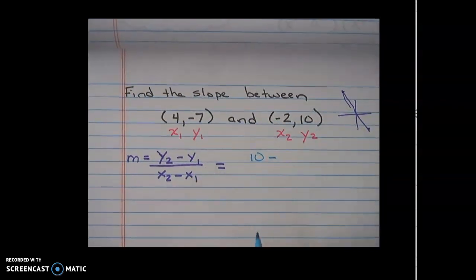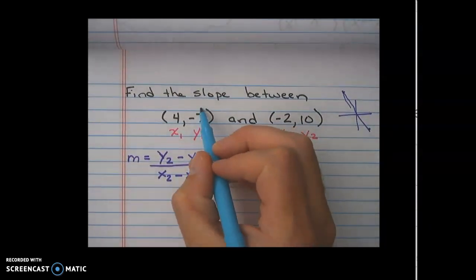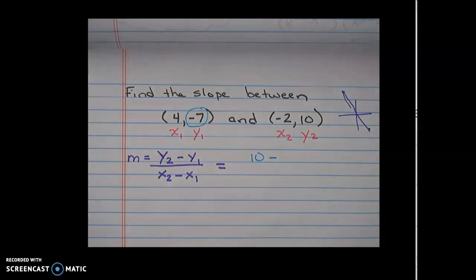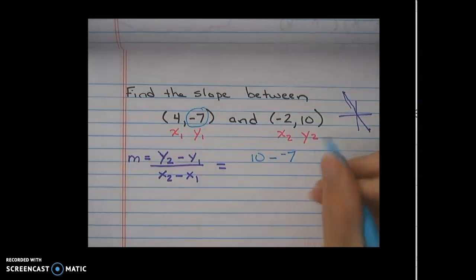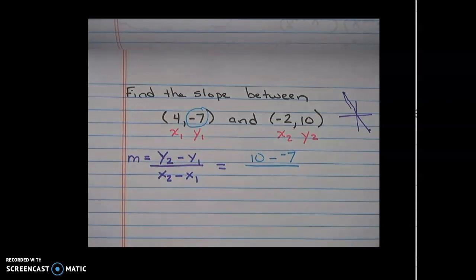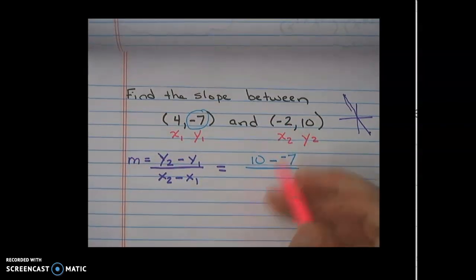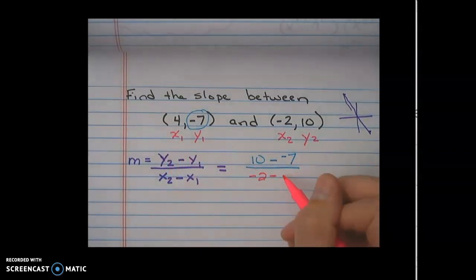Now this is the reason why I want to show you this one. Look what happens. I have 10 minus, what is our y1 value? It's not a positive 7, it's a negative 7. So we end up with 10 minus a negative 7 divided by x2 minus x1. And so then I can go to the bottom and do the same thing and say my x2 is negative 2 minus my x1 is 4.